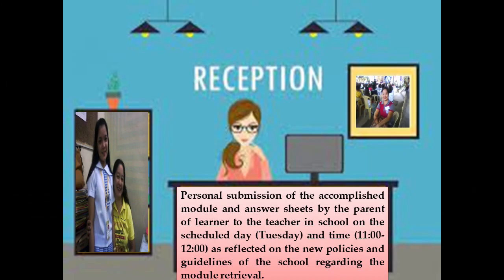That will be all, my dear students. And don't forget, for your personal submission of the accomplished modules and answer sheets by the parents of learners to the teacher in school on the scheduled day and time as reflected on the new policies and guidelines of the school regarding the module retrieval.